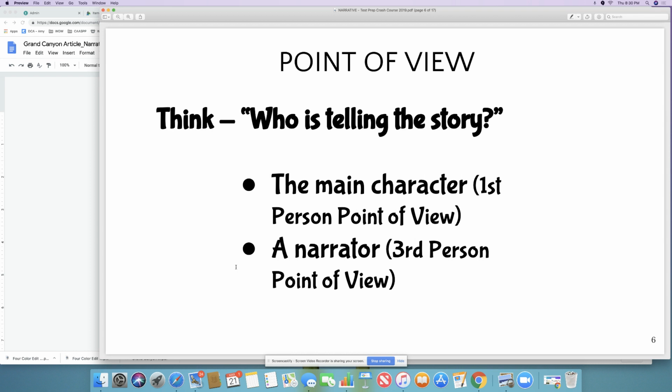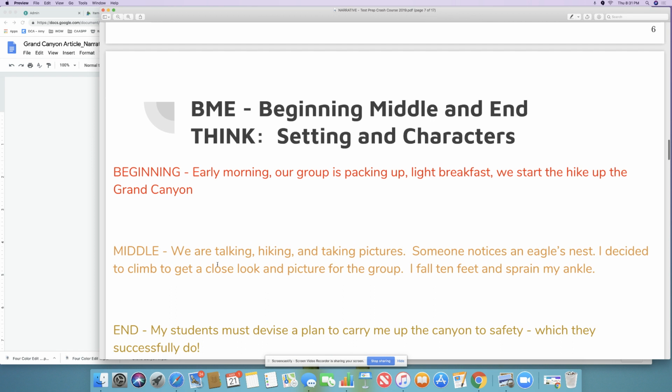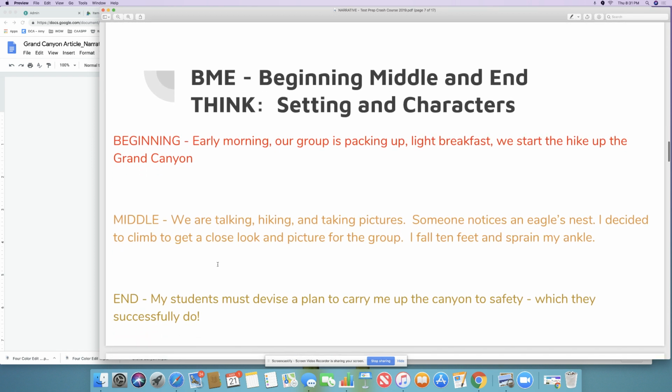So you need to think about who's going to tell your story. Are you going to tell your story, or are you going to have somebody else tell your story? Once you decide, you need to stick with that. Okay? Don't keep going back and forth. Pick one and stick with it.